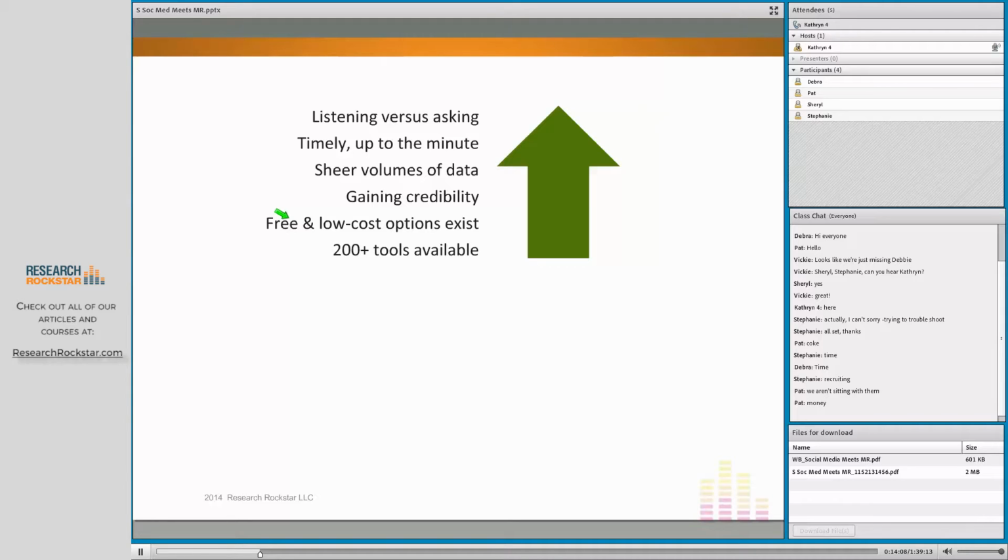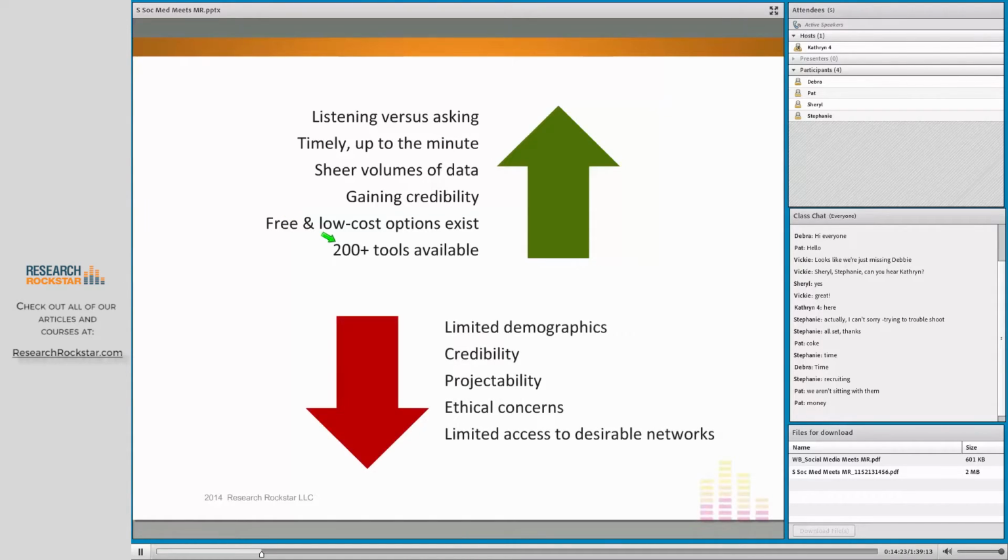Because there is a continuum, folks. There are some really low-end and even free tools, and then there are tools that are going to cost you $50,000, $100,000 or more per year in order to use. There's just a sheer number of tools available. But there are some challenges. Limited demographics.